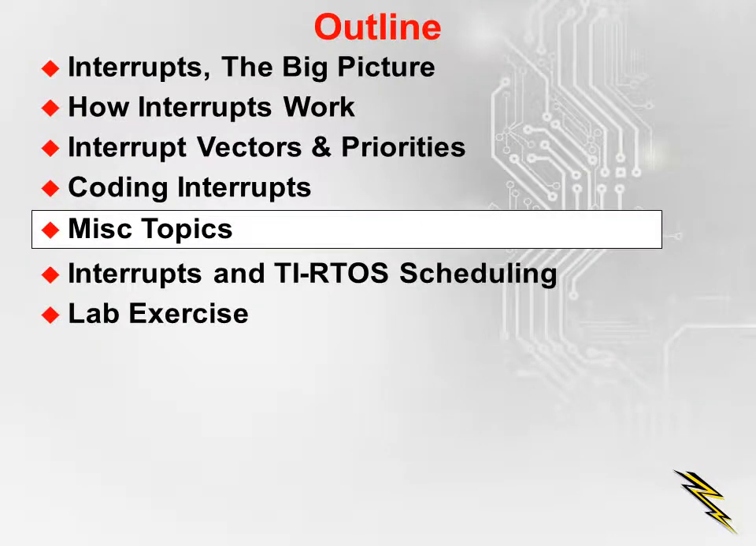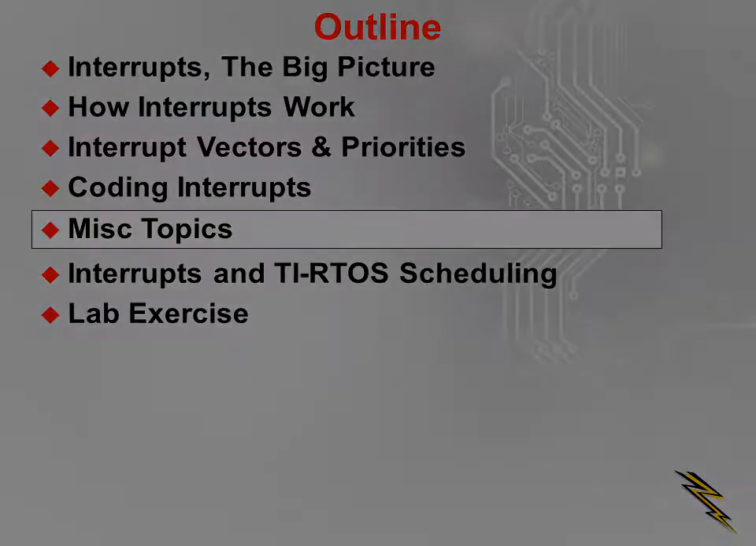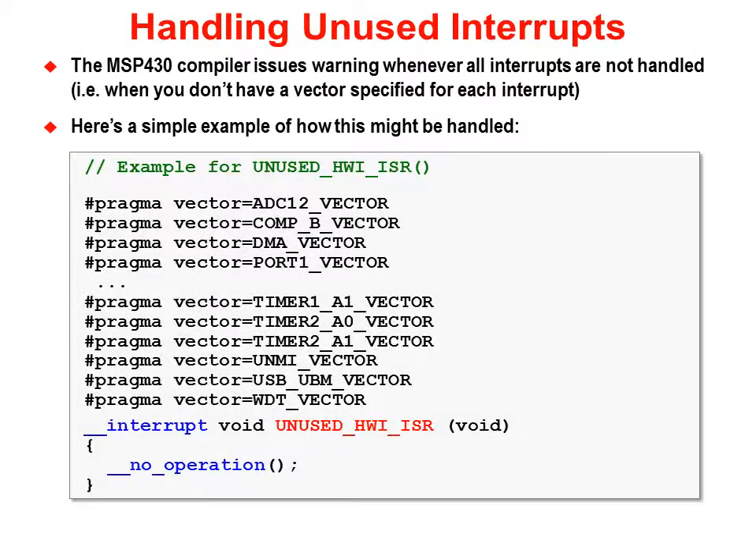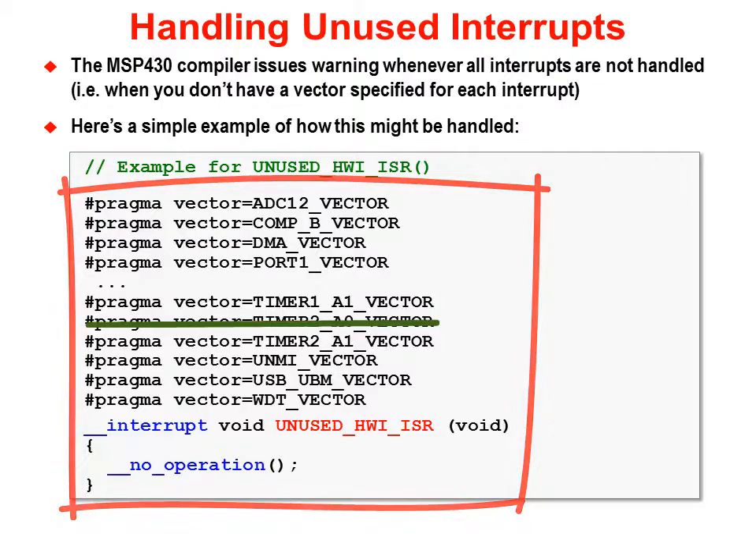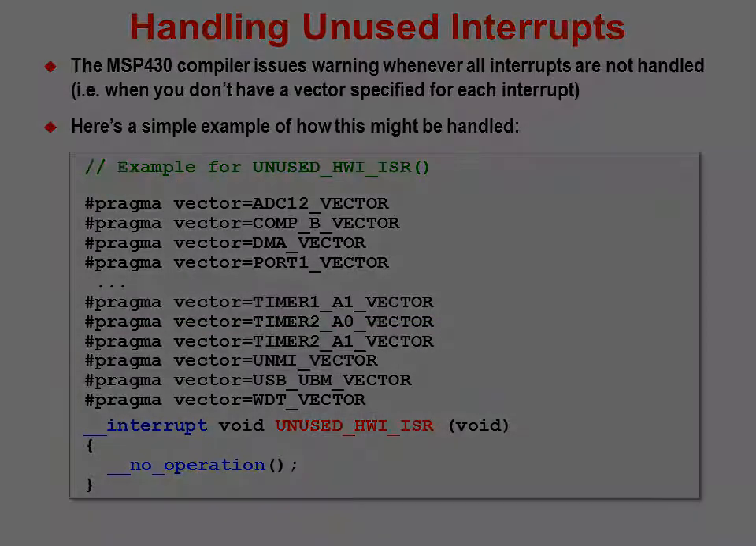In the video presentation of this chapter, we're going to briefly cover 2 miscellaneous topics. While you're not required to provide interrupt vectors for every CPU interrupt, it's considered good programming practice to do so. To this end, the MSP430 compiler even issues warnings whenever there are unhandled interrupts. If you adopt this code shown here for your own program, all you need to do is comment out the pound pragmas whenever you end up implementing it in your own code.